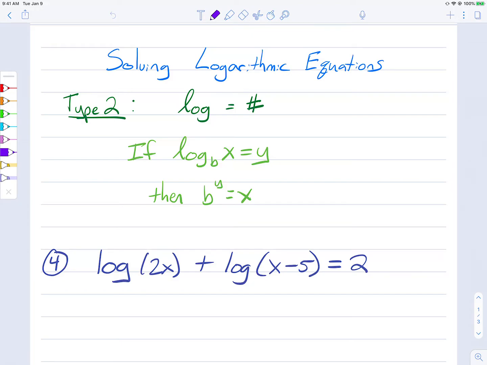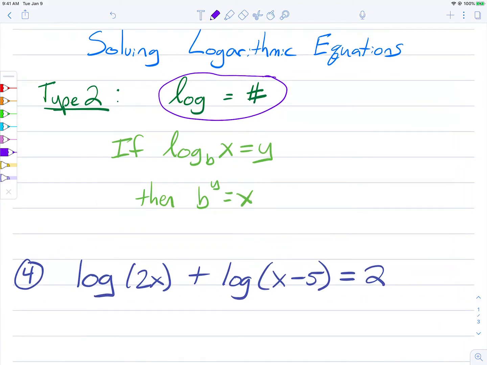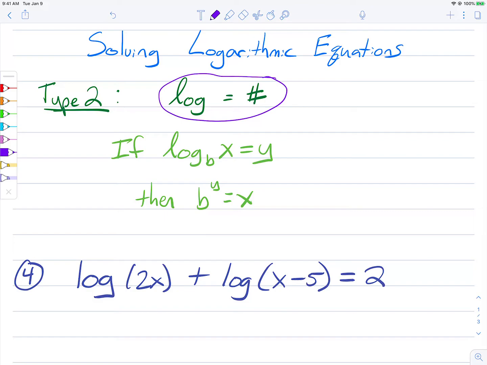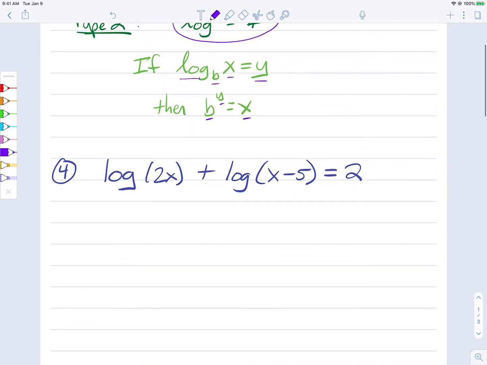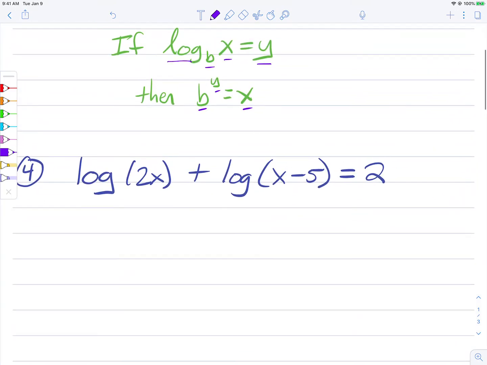Solving logarithmic equations type 2. Now this is one where you're going to have a log equals a number. So this is when we use our converting between a logarithmic equation to an exponential equation. So if you have log base b of x equals y, then that is the exponential equation b to the y power equals x. Now we are going to have to use our property of logs also and then convert it into an exponential equation.